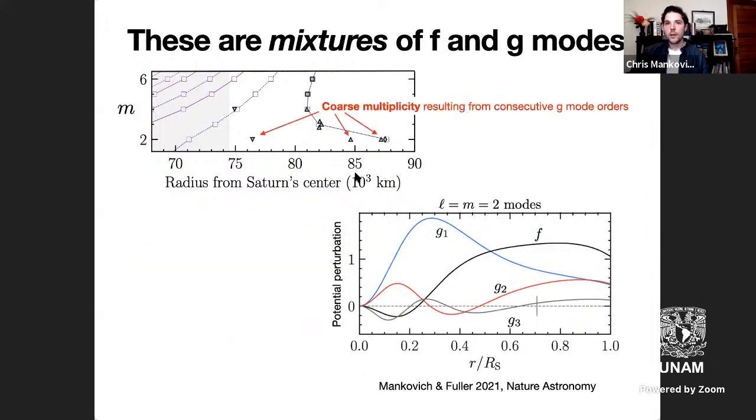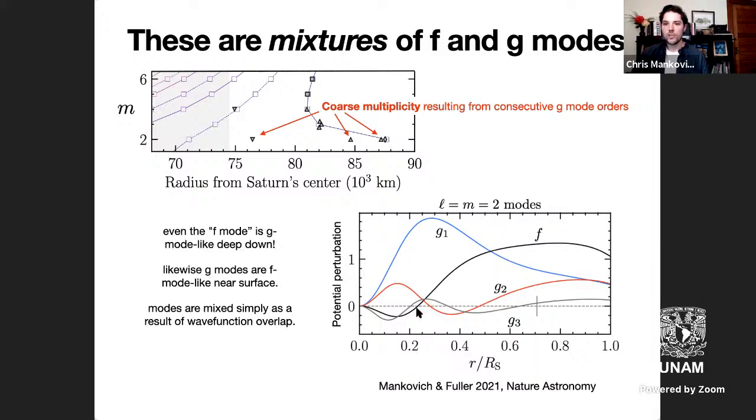The other thing that's going on here is this coarse multiplicity that's observed at n equals 2. And that is really what's driving the main results that I'm here to talk about today. And we think that just results from consecutive G mode orders inside the planet. So to make a long story short, we think that this coarse multiplicity observed at n equals 2 is just the result of the fact that we are seeing not just the F mode, but also G modes of consecutive order. And so we labeled F, G1, G2, G3.